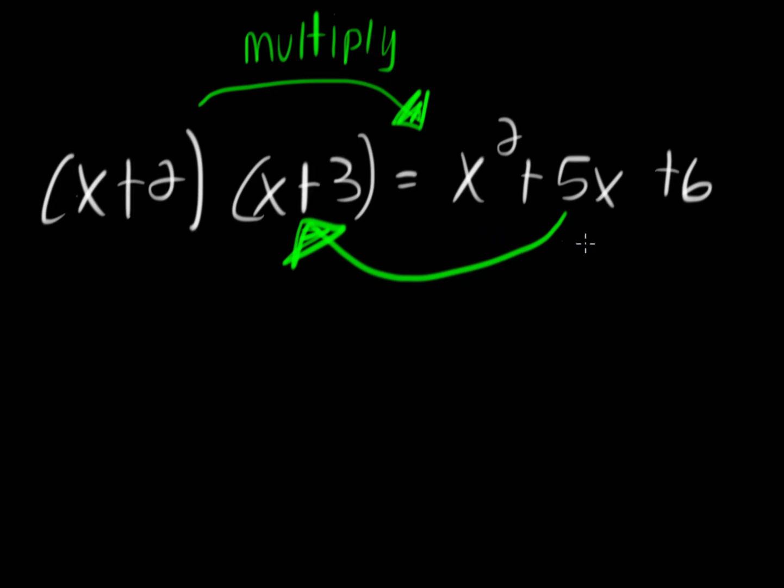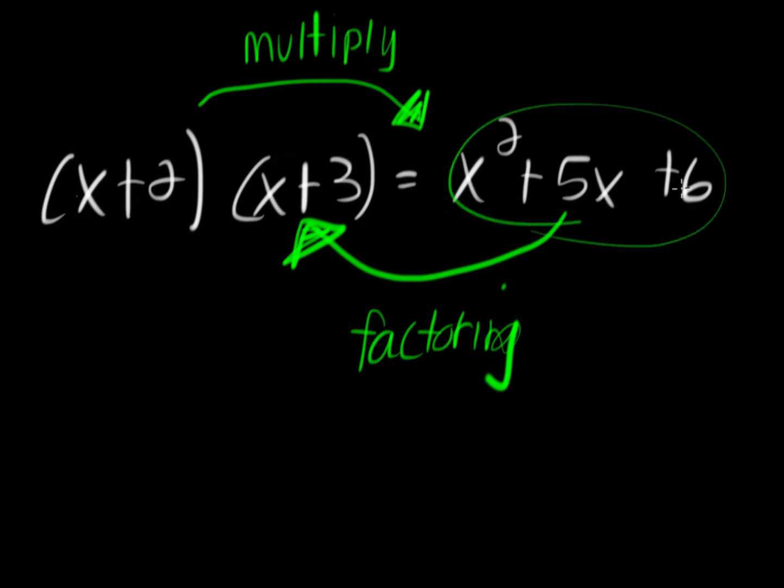If you had a trinomial and wanted to turn it into two binomials that were multiplied together, that would be factoring. And that is what we mean by writing as a product. We're taking this trinomial and wanting to write it as a product.